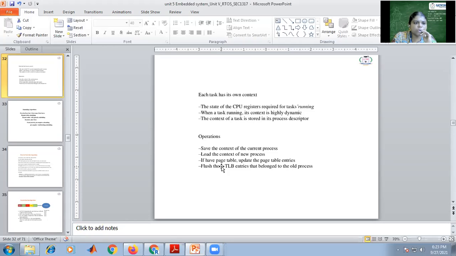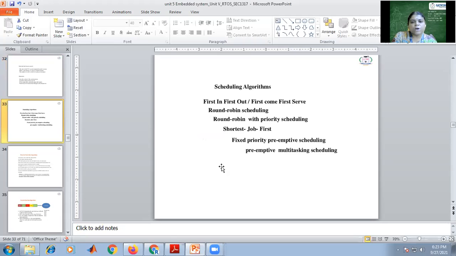And then moving on to the different scheduling algorithms, we are not going to go in depth into this. So we have first in, first out, round robin scheduling, shortest job first, priority, fixed, preemptive, multitasking scheduling.